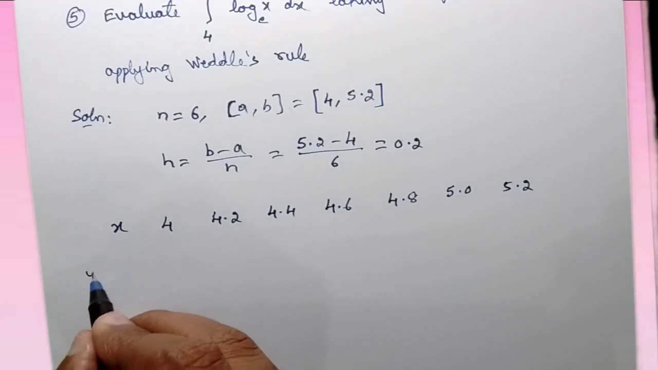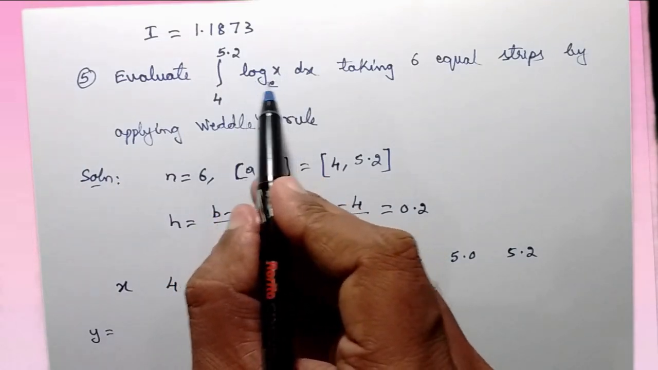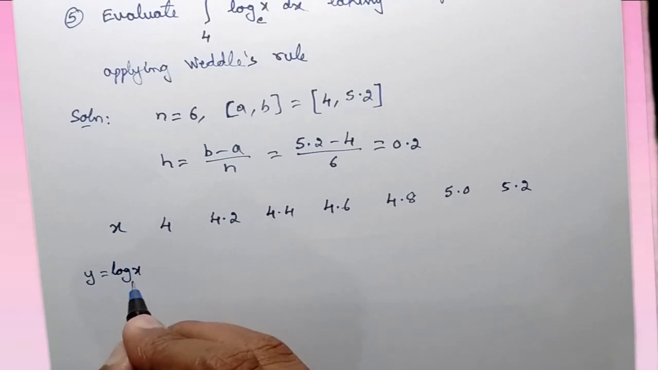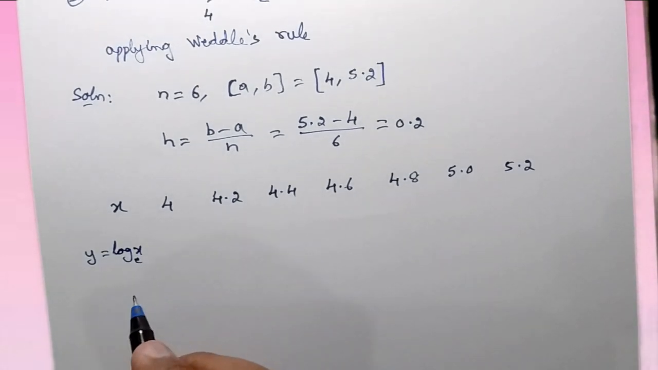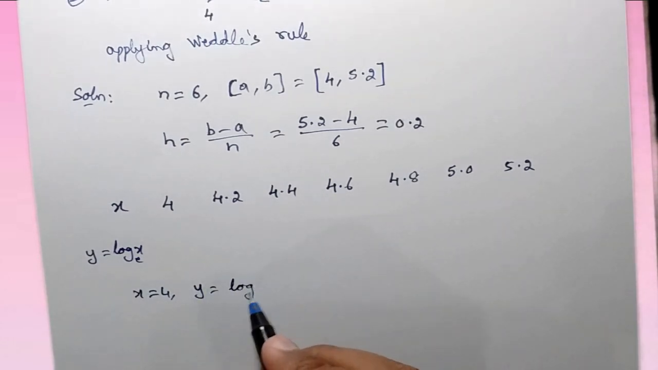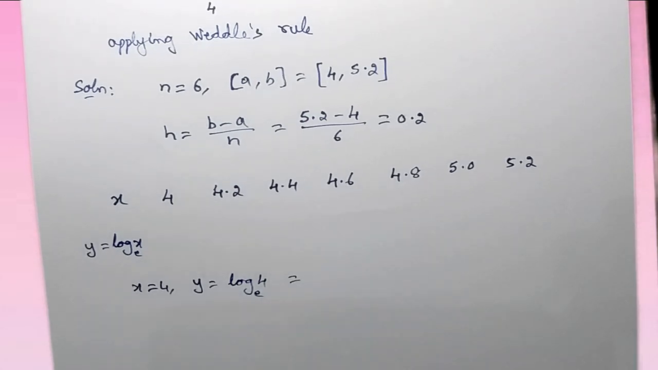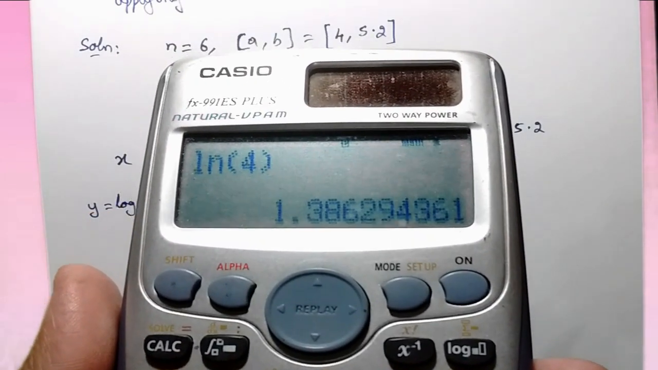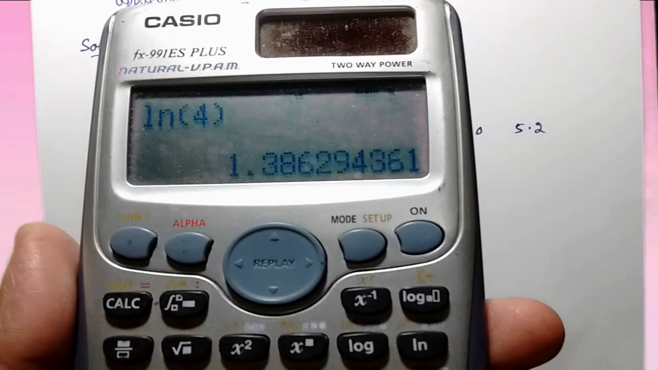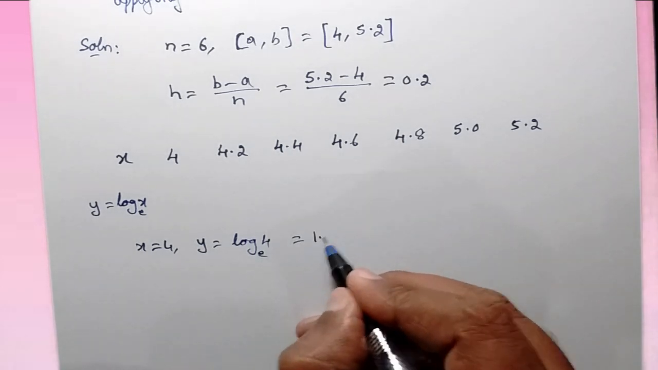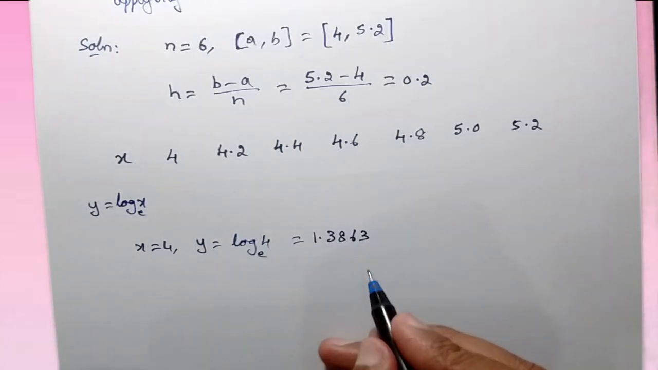What is the value of y over here? So you can see it is the integral of y dx, so y value is log x. So y is log of x to the base e. You have to calculate, for x equal to 4, what will be the value of y? So y value will be log of 4 to the base e. Whenever you have to the base e, you have to use ln, right? So you can see there is ln of 4, and you are getting the value to be 1.3863. So approximate and write it down.